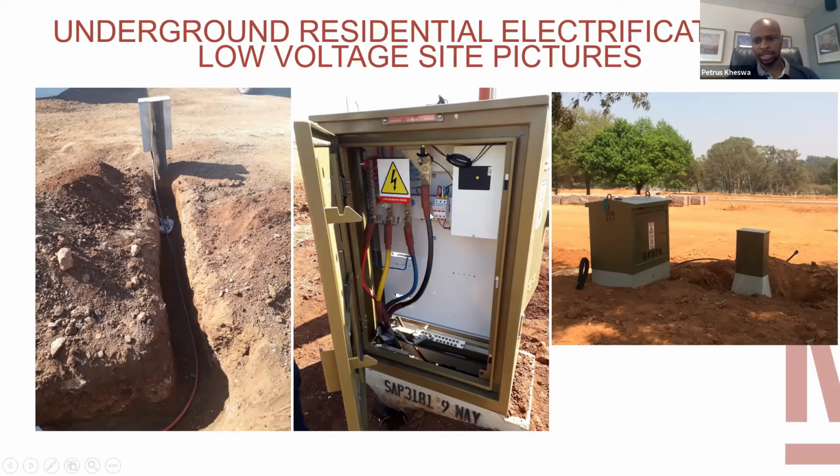That's just the internal layout, and this is the exterior of the kiosk. We're showing this side from one of our developments as well. This is an isolation point. Because only the supply authority has access to this kiosk, from here we install the service connection cable to come to the customer isolation point.